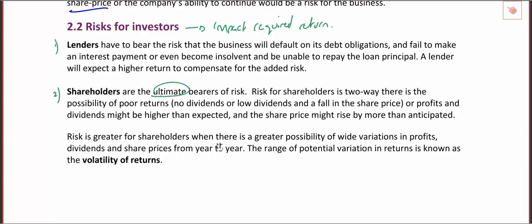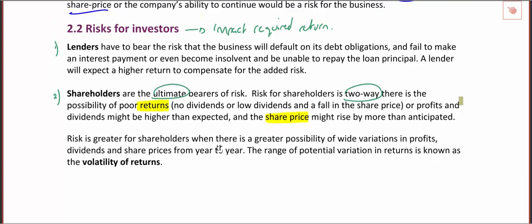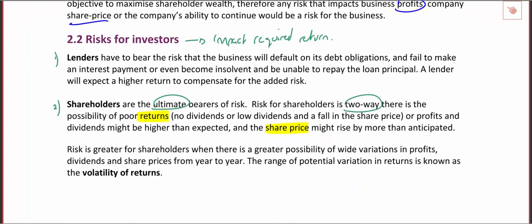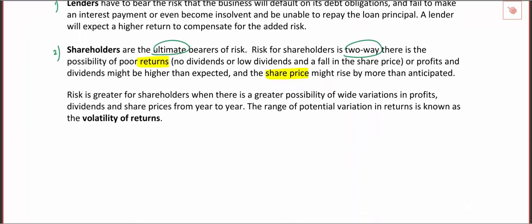Shareholders we call the ultimate bearers of risk, because they are right down there at the end of the line in terms of who's going to get their money back if something goes wrong. We say there's a two-way risk, because they have a risk in terms of their returns, so they might not get a dividend, there's no guarantee of that, and they also have this capital risk, so the fact that the share price might fall. So absolutely, shareholders face the majority of the risk there.